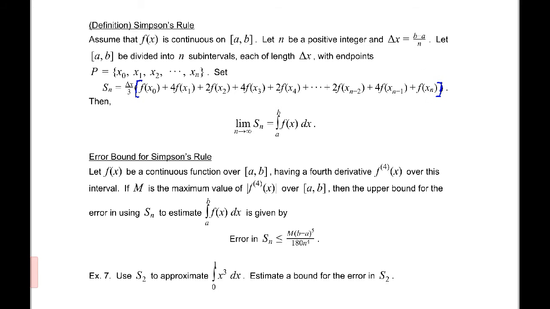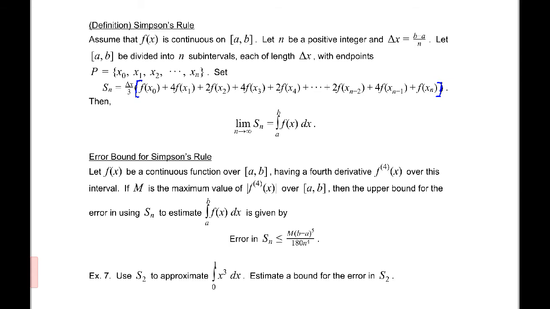Another thing I would like to point out is that Simpson's rule is derived from using quadratics to estimate things, so it gives a better approximation, or at least it should. Now we've got this error bound formula as well, and the difference here is that M is defined as the maximum value of the fourth derivative, not the second, as it was with the trapezoidal and the midpoint rule. So using that, let's dive into number 7.